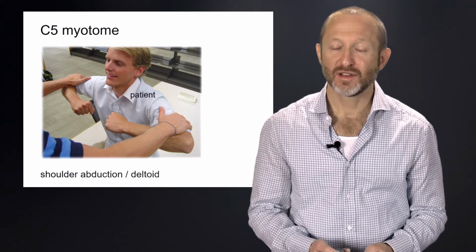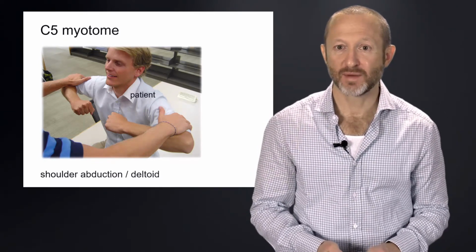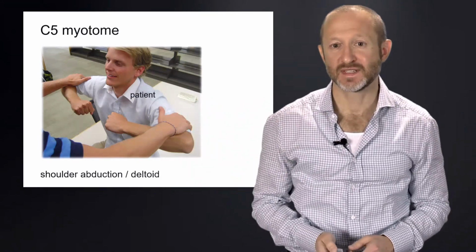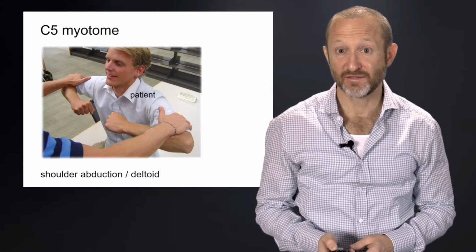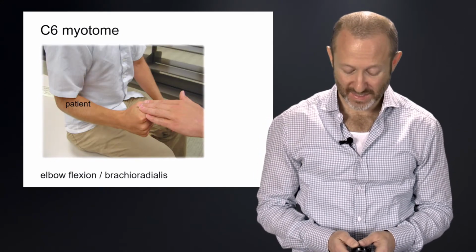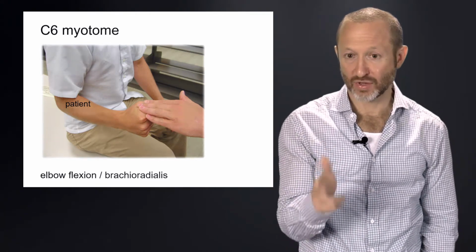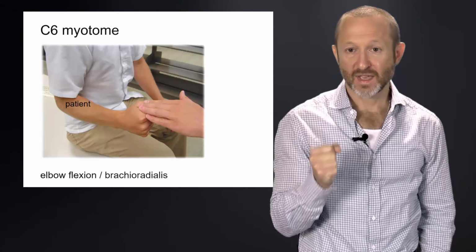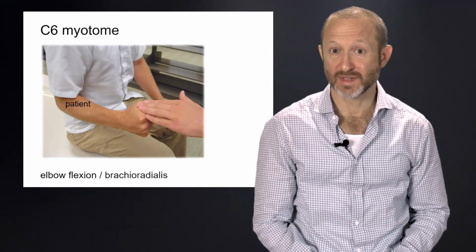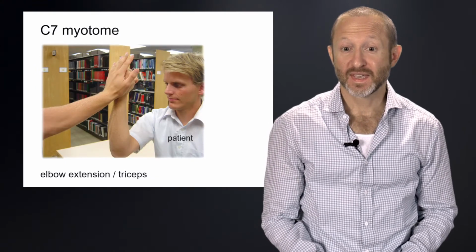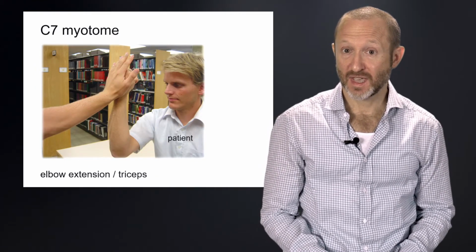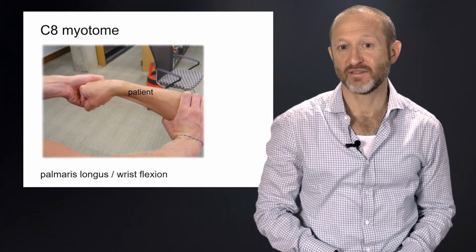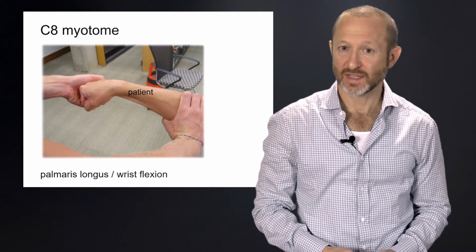A C5 myotome innervates the deltoid muscle, and so asking the patients to abduct their arms and assessing the resistance of the deltoid assesses for C5. C6 is best tested by having the patient hold their hand in neutral pistol grip and asking the patient to resist flexion. This is testing the brachioradialis muscle, which flexes the elbow. C7 largely innervates the triceps, and so asking the patient to extend the elbow against resistance is a test for C7.